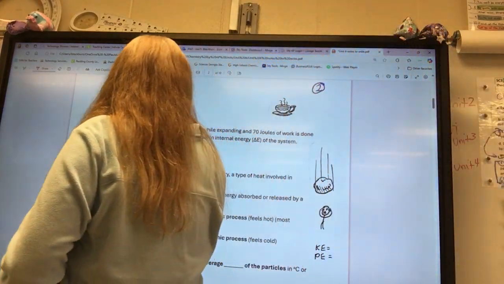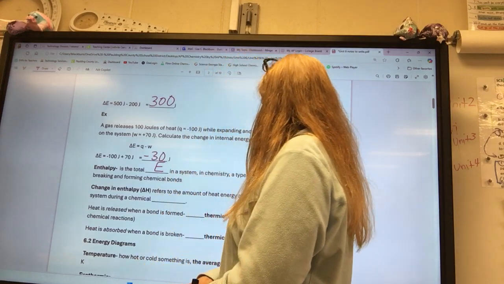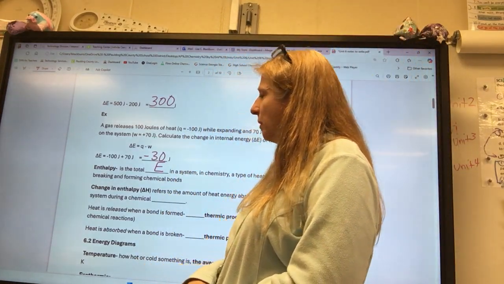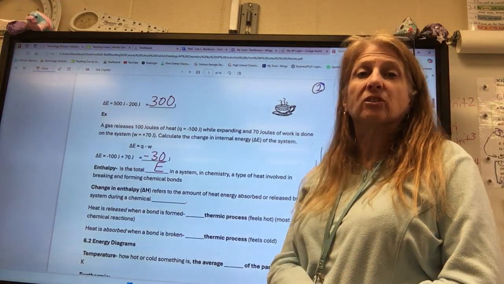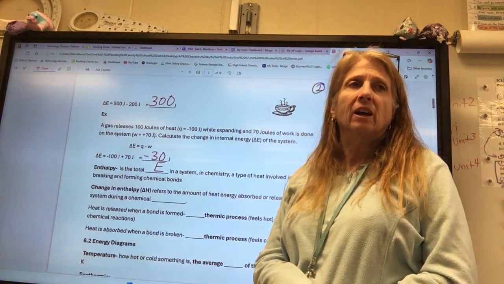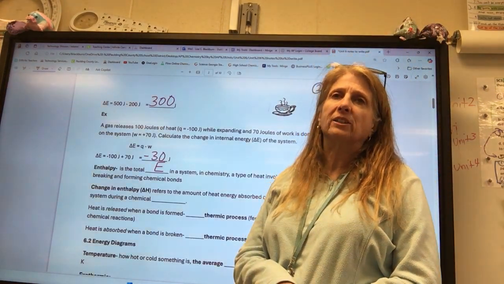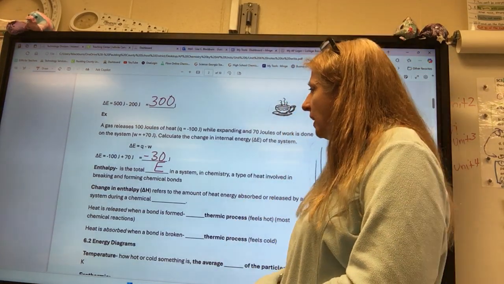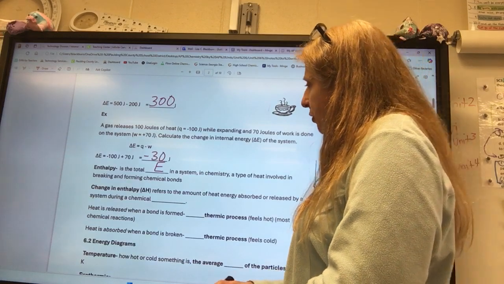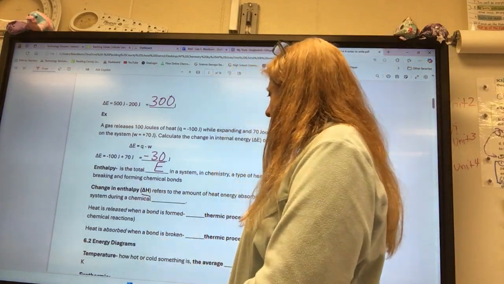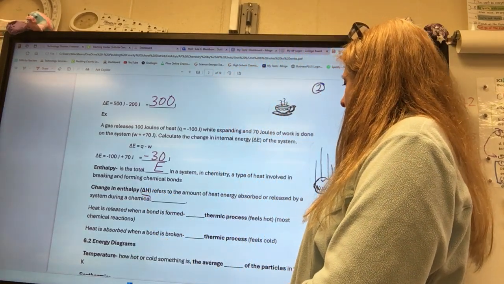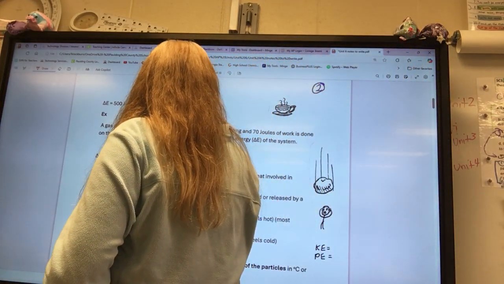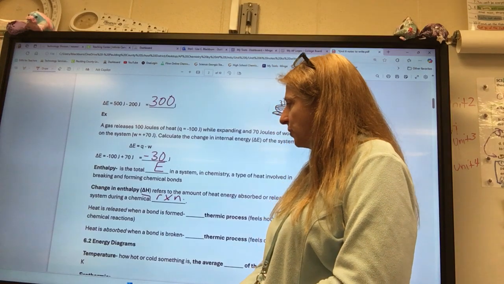So next is enthalpy. Enthalpy is the total energy of a system. In chemistry, it's the type of heat involved in breaking and forming chemical bonds. So that's going to be the answer to what drives chemical reactions. It's going to be enthalpy and entropy that we're going to talk about later. So the change in enthalpy, shown as delta H, refers to the amount of heat energy absorbed or released by a system during a chemical reaction. Y'all know RXN is the abbreviation for reaction.